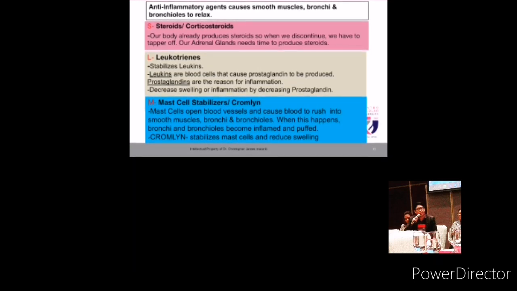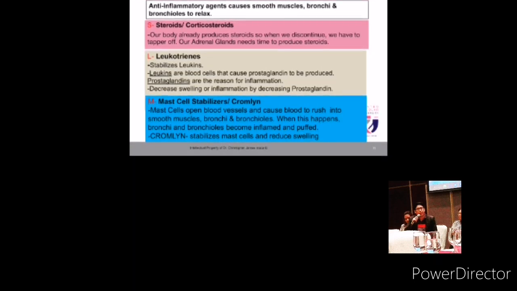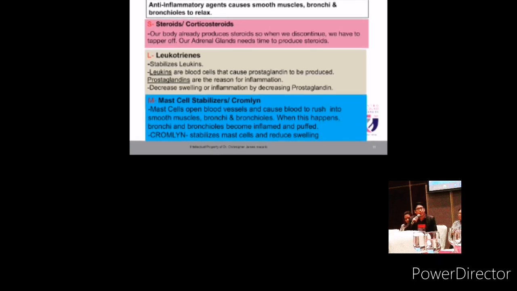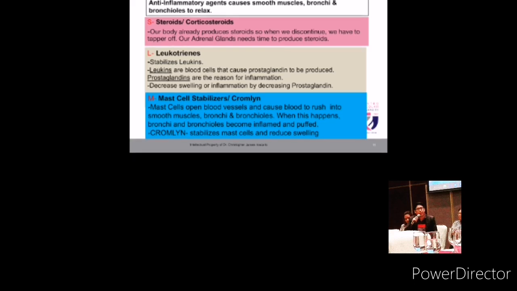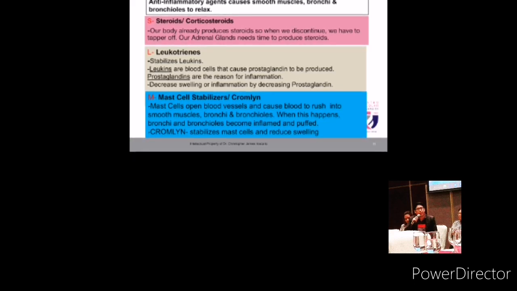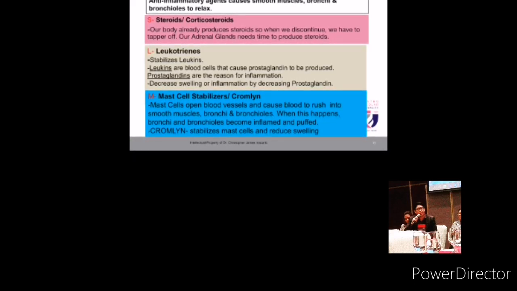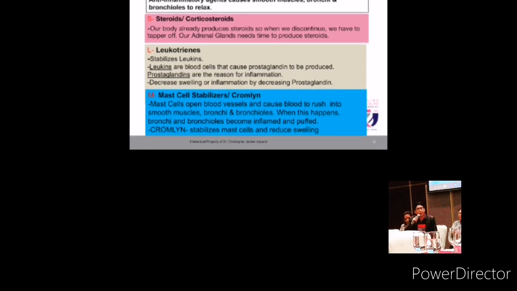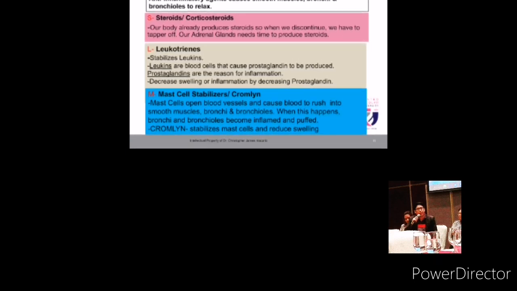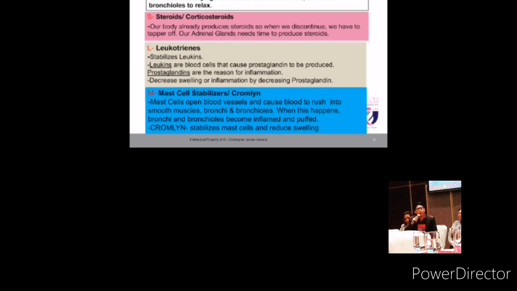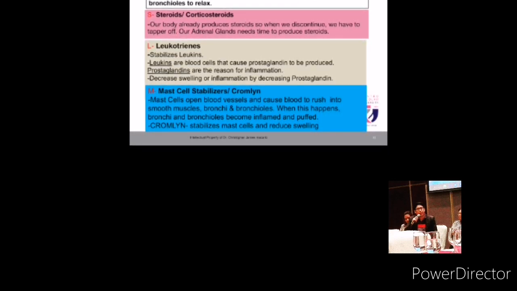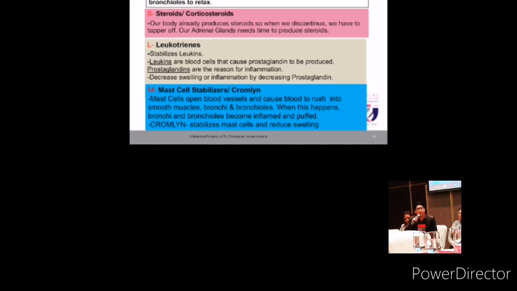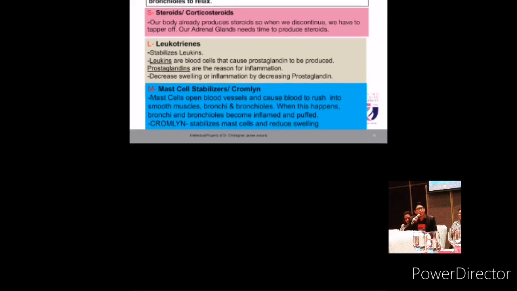And so all this, yung steroids, yung leukotrienes, and mast cell stabilizers are all anti-inflammatory agents, but they work in different parts of the respiratory system. Yung isa acts on the leukotrienes to prevent prostaglandin, okay? And the other one concentrates its efforts on your mast cells.